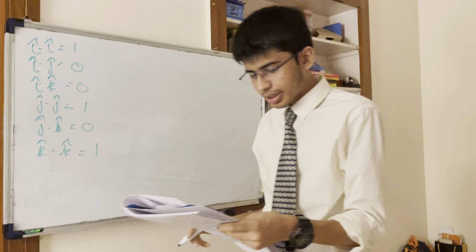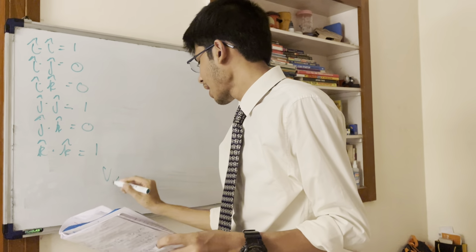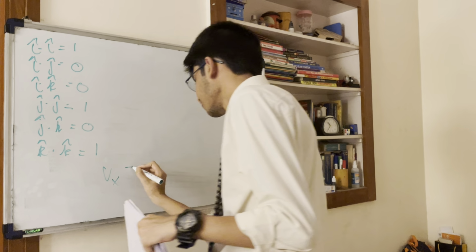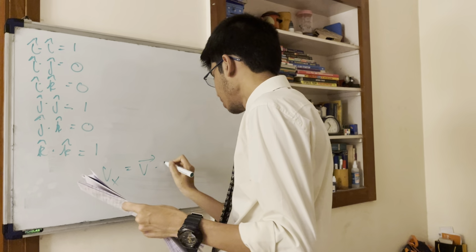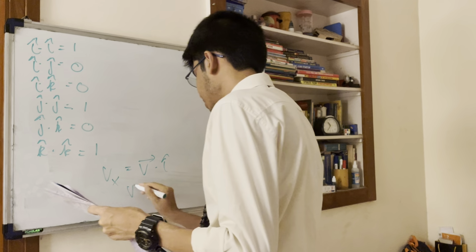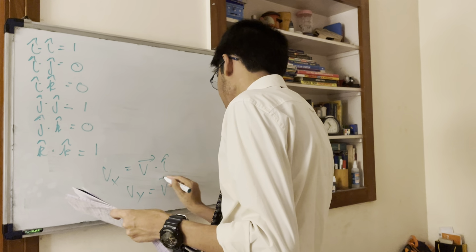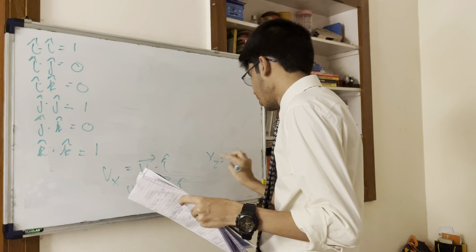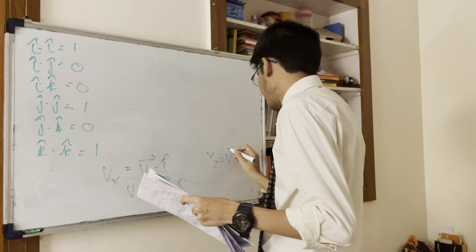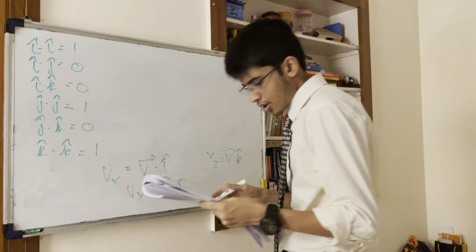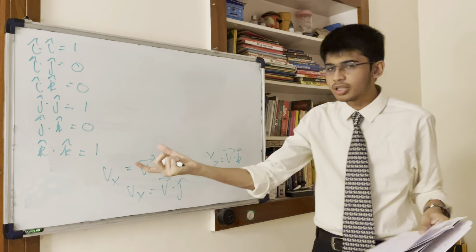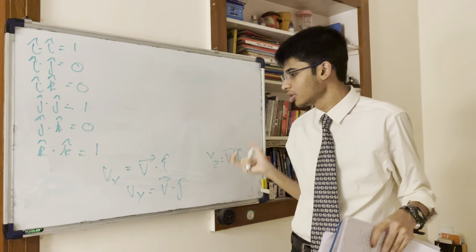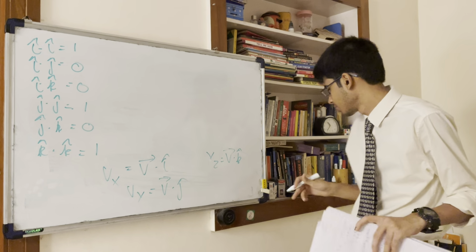Now when I say something like Vx, I mean V bar dot I cap. If I say Vy, I mean V bar dot j cap. And if I say Vz, I mean V bar dot k cap. So this is how you represent the components of a vector as multiplication with the standard basis vectors.